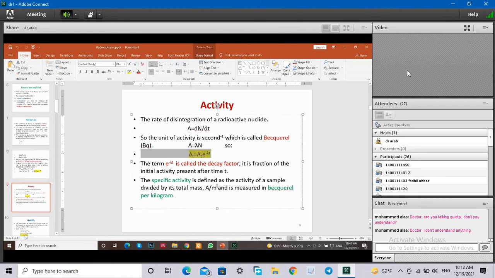The other equation that you should know is this equation, and you should also know how to calculate the specific activity.